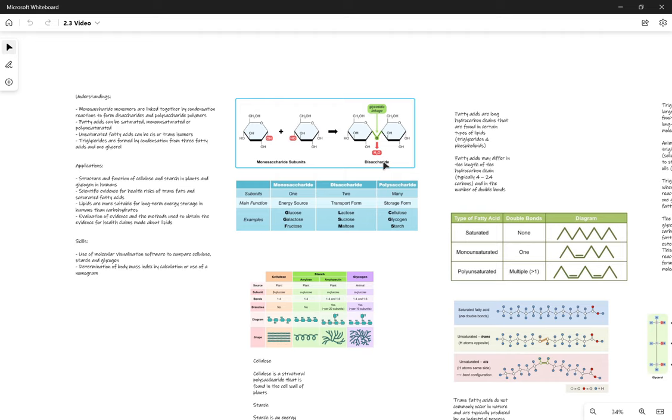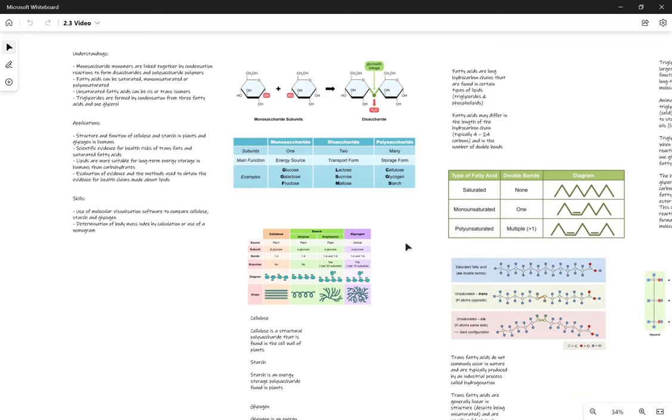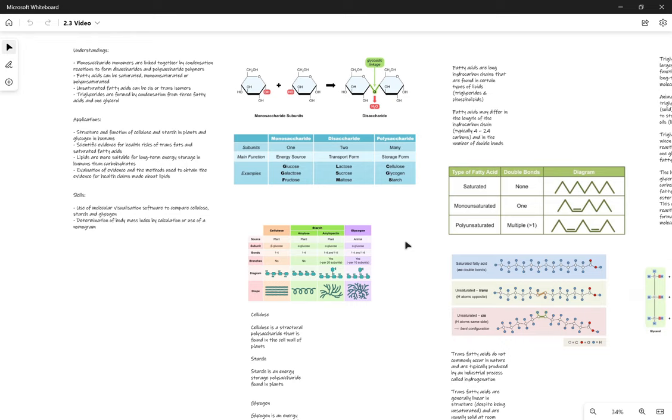disaccharide. So on top of disaccharides, you can also have polysaccharides, which would just mean this chain just keeps extending down this way, with a water coming out every time the bond is formed. So monosaccharides are mainly used for energy sources, disaccharides for transport, and polysaccharides for storage form. And that's just because of how easy they are to access.